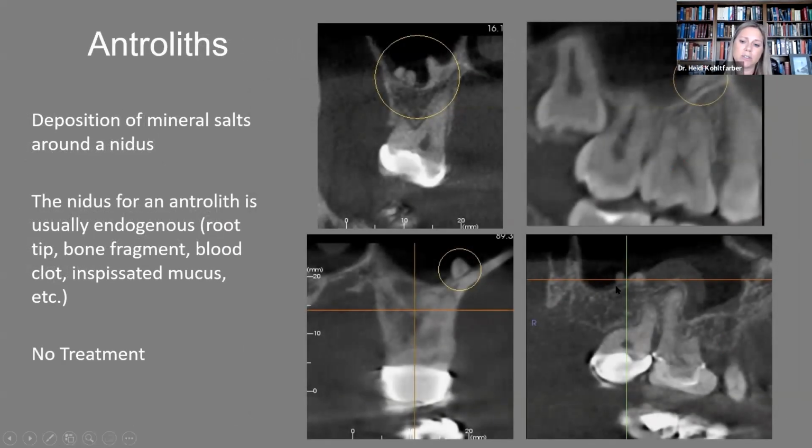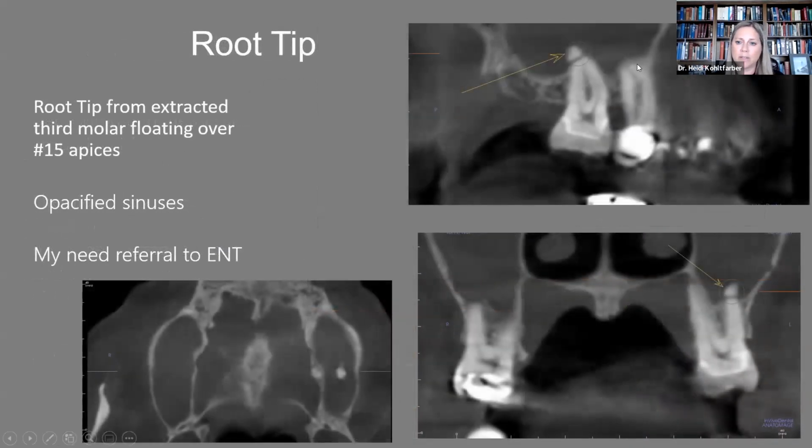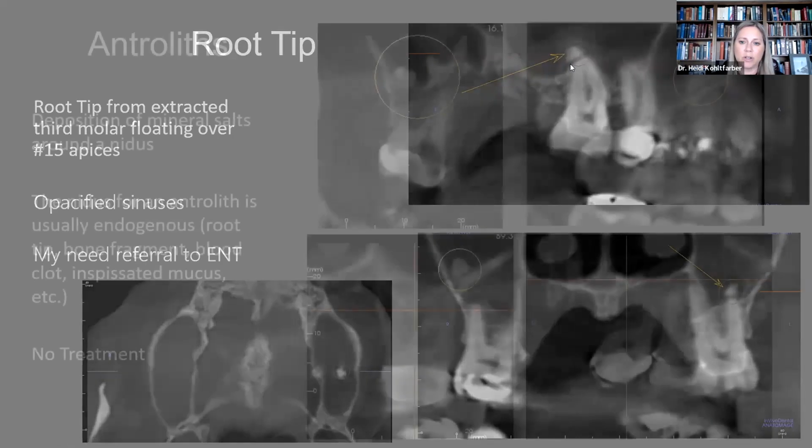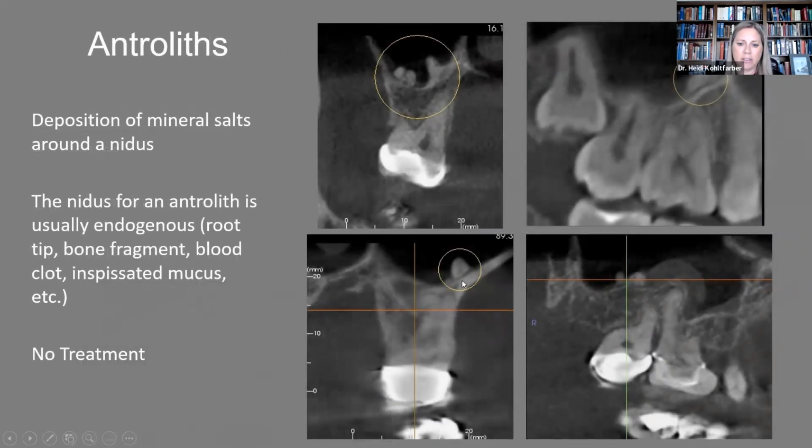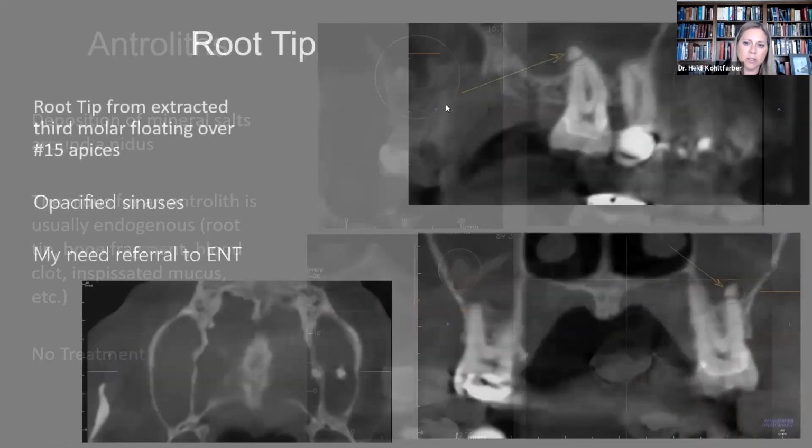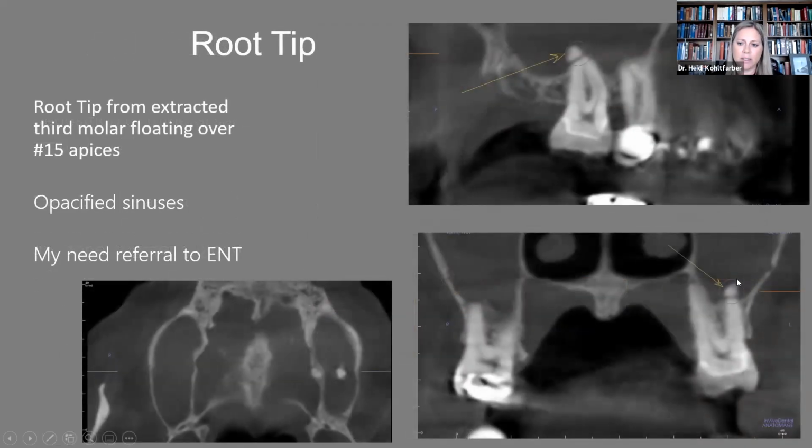We can also see little stones up in the sinuses. These are little antroliths. This is just stagnant mucus that has started to mineralize, and no treatment is needed. But sometimes we can see root tips as well. This one is actually floating within the sinus, where you notice this is attached in here. You get these little projections. So this guy is actually floating within the sinus. This is our little root tip.